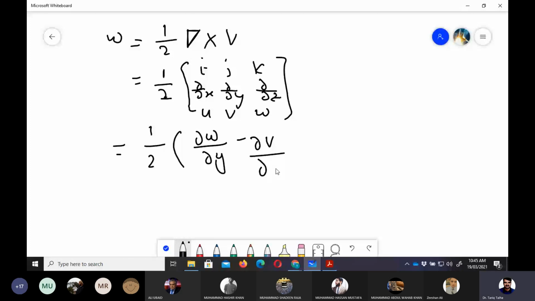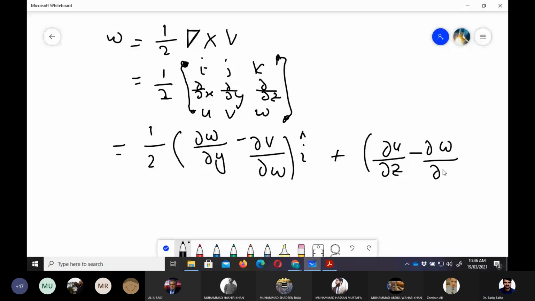And so it is a kind of determinant. So we can write it like this: i plus, for the j component, partial u by partial z minus partial w by partial x, plus half into partial v by partial x minus partial u by partial y. So this is the k component.